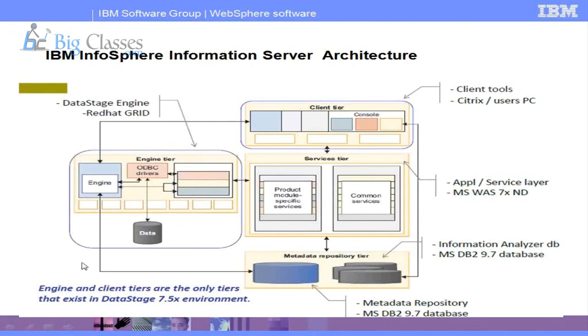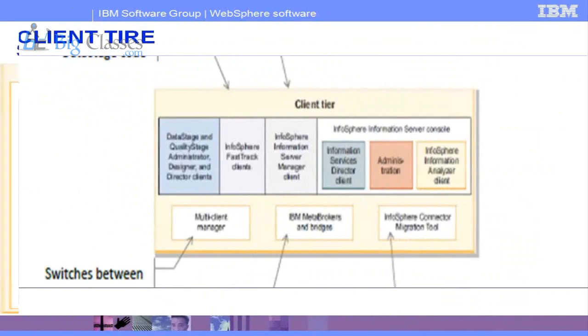Okay. All the other 4 different layers are available actually. We should know each layer's purpose. In the actual class we will discuss what this client layer or tier is, what this services tier is, what this metadata repository tier is, what this engine tier is. All these we are going to discuss as part of our training. And once we are done with the architecture part, then we'll go for the actual ETL tool.